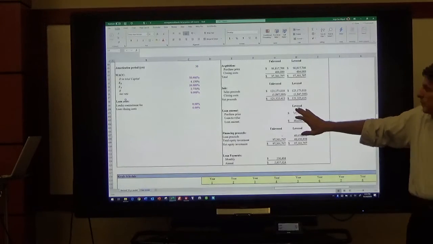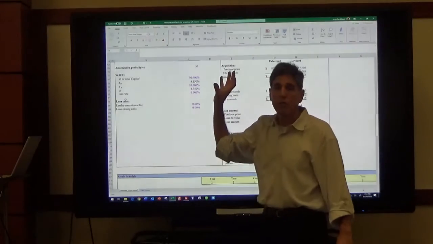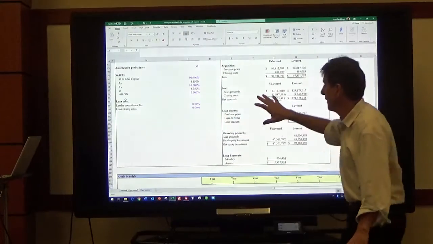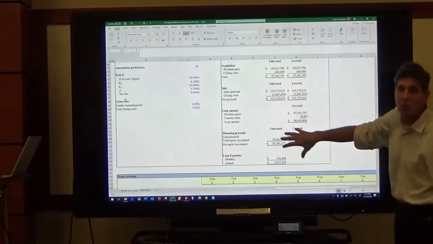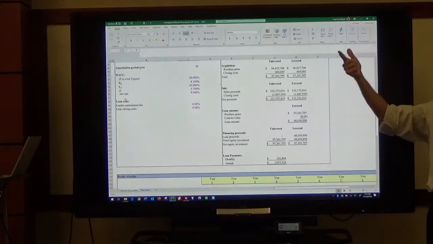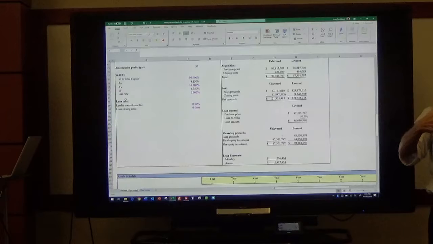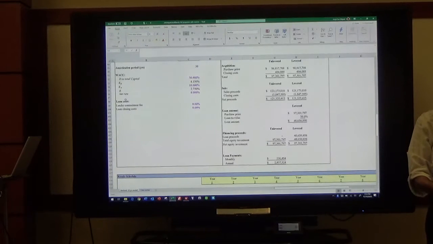So now, the top assumptions allow me to work the operating model to get the NOI. These assumptions here allow me to deal with purchase, sales, financing, and then ultimately be able to put those two things together to calculate my project returns. Okay? Does that make sense conceptually?